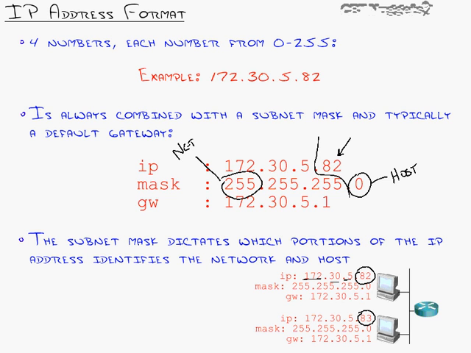Meaning, if I were to change something here, and I said, you know what, I don't want this guy on the bottom to be 172.30.5.83. I want him to be 172.31.5.83. Just like that, this host and this host can no longer communicate. They are completely cut off from communicating because they believe that they are on different networks.